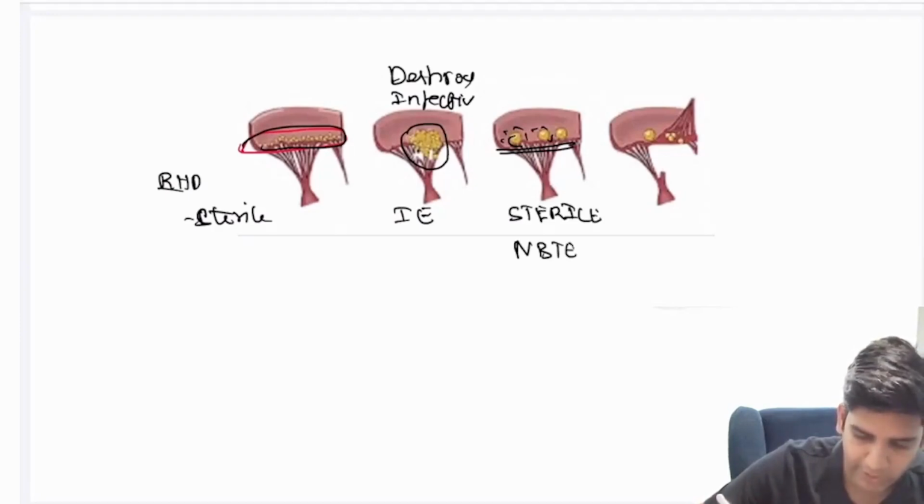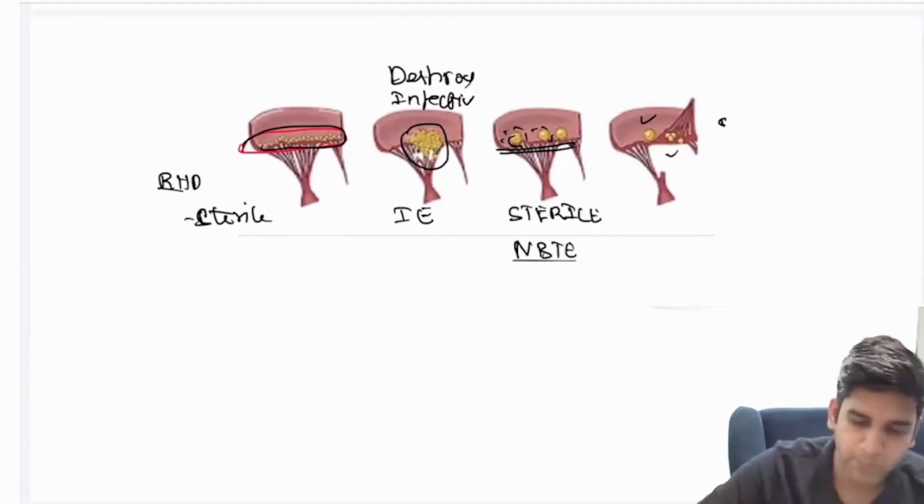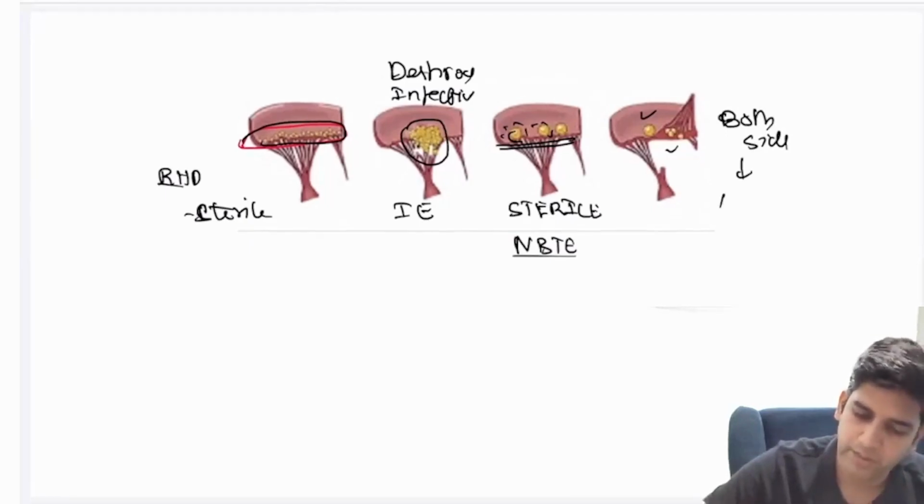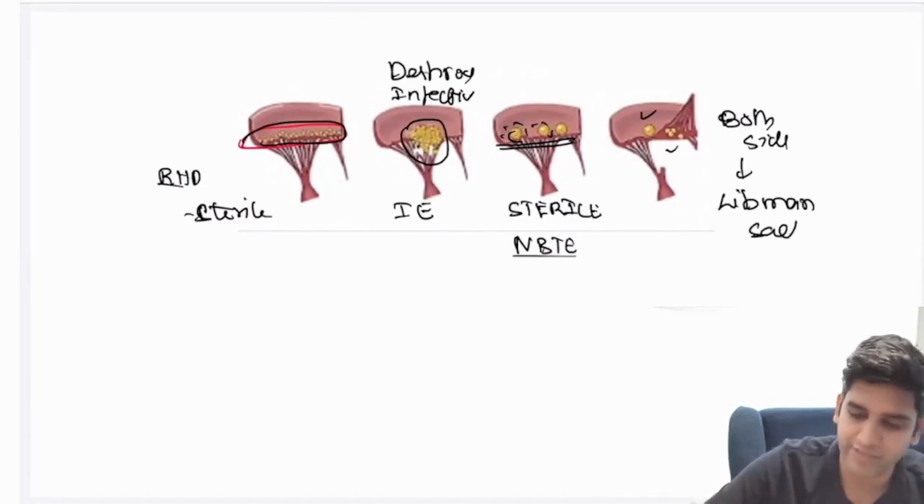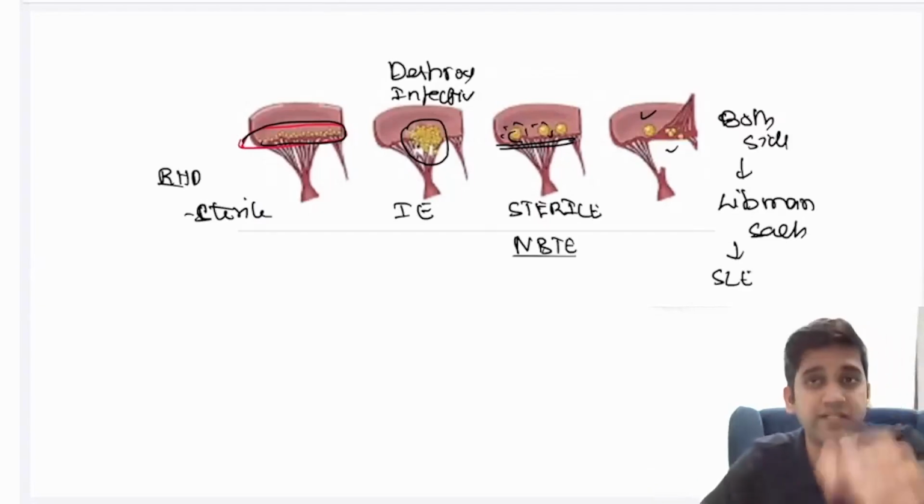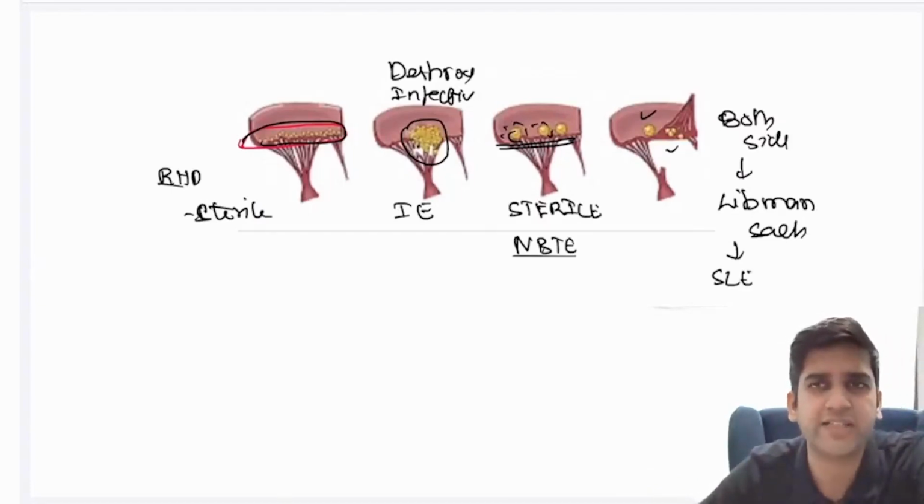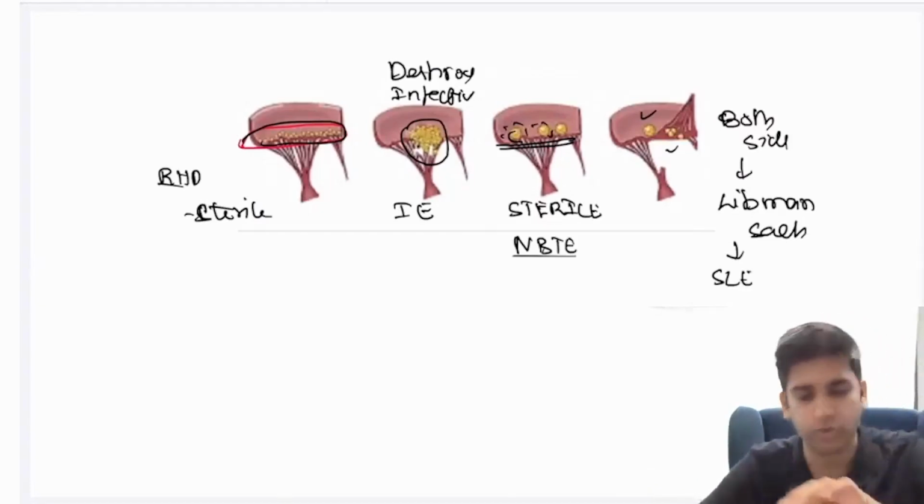non-bacterial thrombotic endocarditis, classically on both sides of the valve surface, right? On both the sides, you have a term which is Libman-Sacks. And I'm 100% sure you know where you see Libman-Sacks endocarditis. You see Libman-Sacks in the case of SLE, right? Classical findings seen in systemic lupus erythematosus, right?